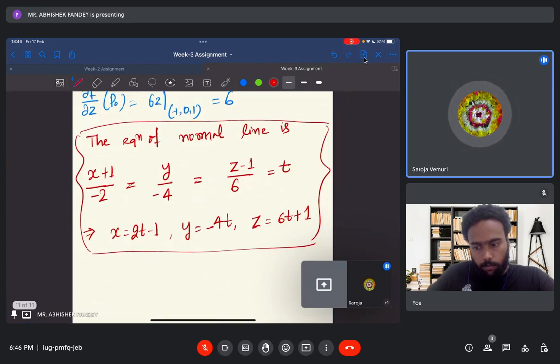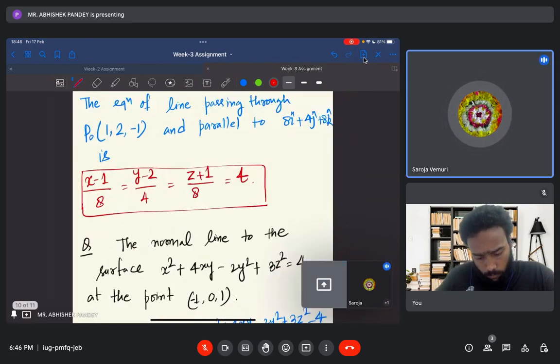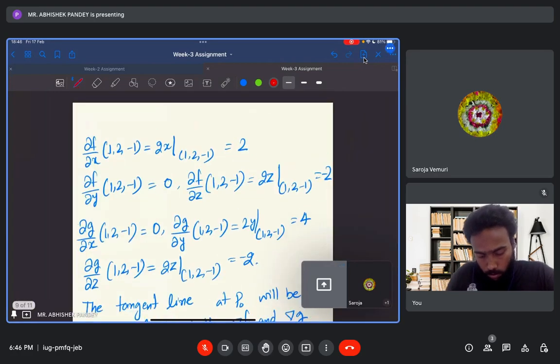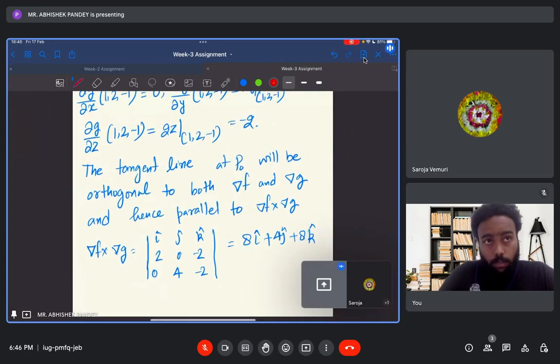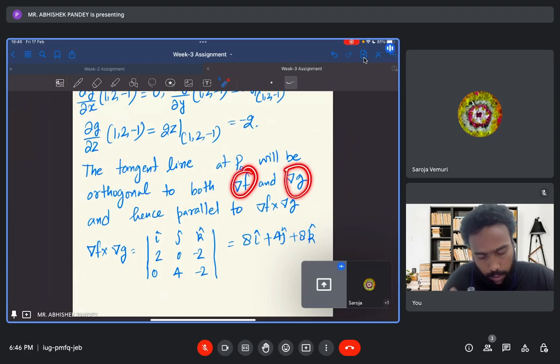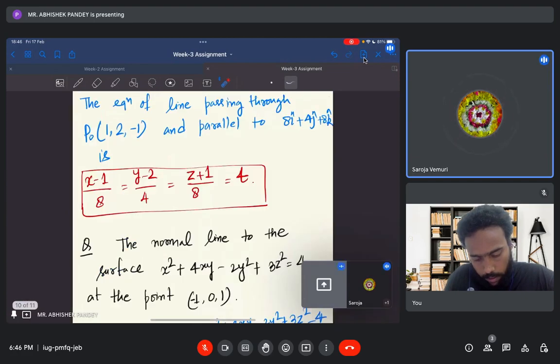Sir, one small doubt. The first question is not asking for the normal line, but the second question is asking for the normal line. But it is the same pattern, no? No, this is not the same pattern. For the tangent line at P naught, it is orthogonal to both of these, which means the tangent line is parallel to this one. So you will get the equation of the line; this is a direct formula application.